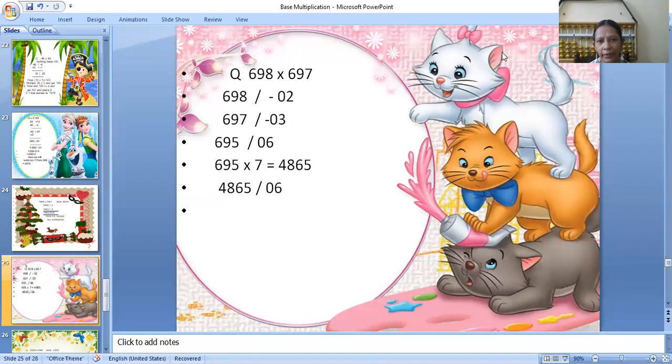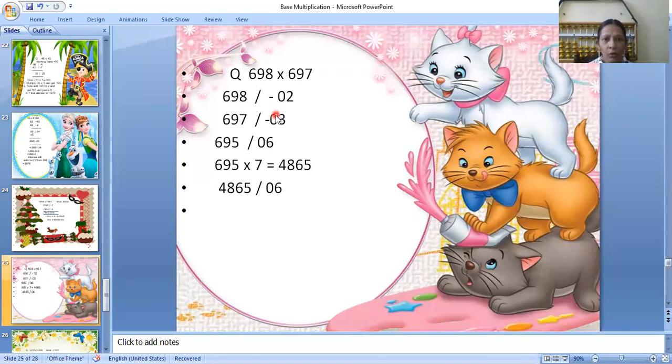Now you look at the next question. Your next question, I have made it interesting as well, so that you will find it interesting. Your question is 698 multiplied by 697. So now let me annotate it, how you can do this.